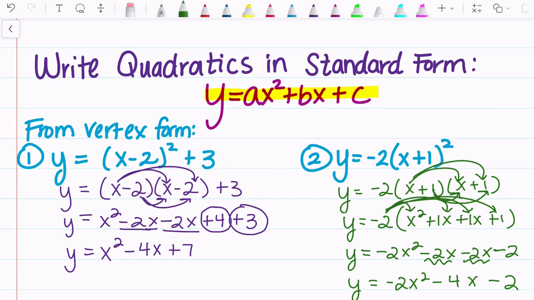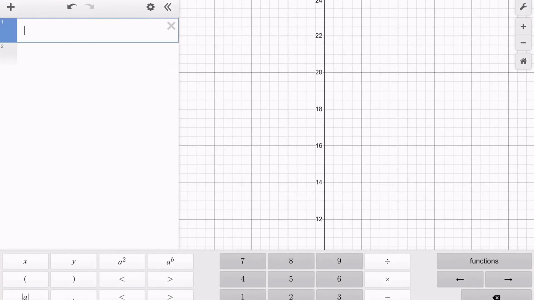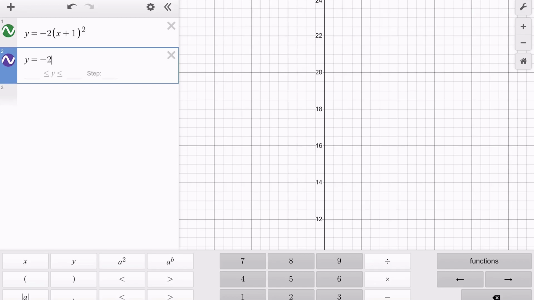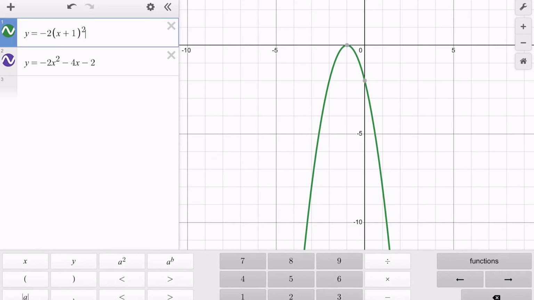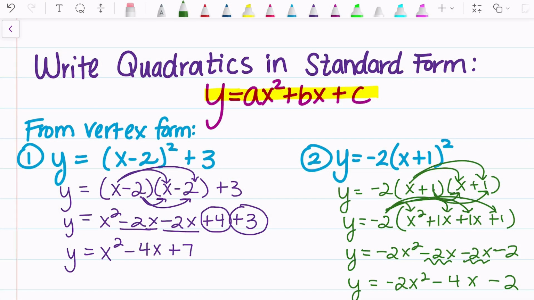So you could check this by graphing it in a handheld graphing calculator or Desmos. The way you check it is to go to Desmos and type in the original problem. And then I'm going to type in what my answer was. I think this was minus 2. And so I can see that my original problem is graphed in green, and my new form is graphed in purple, and I can see that these fully overlap, which means they're the same quadratic, which means I did it correctly. I just changed them into a different format.